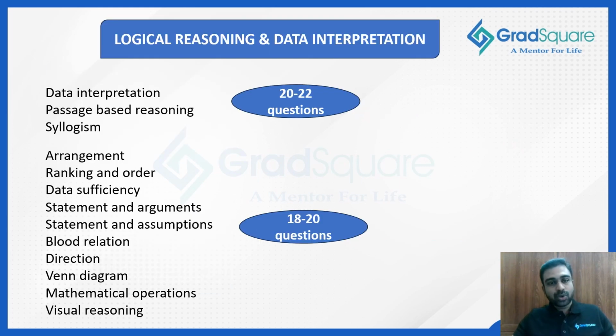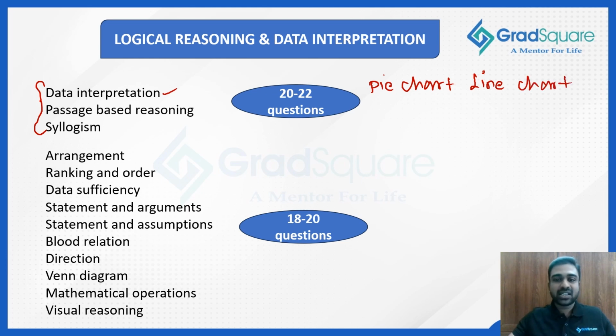Moving into logical reasoning and data interpretation. These are the topics which have to be covered for the paper, and among the given topics, the first three topics play a major role, from which 20 to 22 questions are expected in the exam. First, it will be data interpretation. Data interpretation is where you will get data in the form of a pie chart, bar diagram, or line chart, and each and every chart will be followed by 4 to 5 questions.